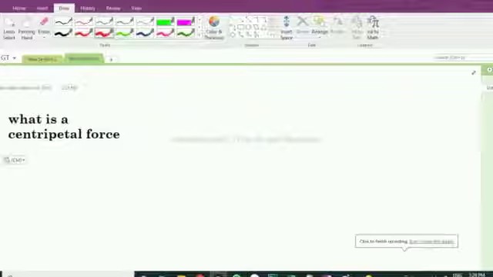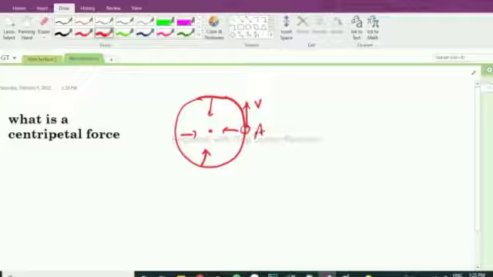Hi, in this video we will see what a centripetal force is. Suppose there is an object which is going in a circular path around a center. At different points, let us say the object is going with speed v. This object, which is going along this circular path, always experiences a force towards the center.